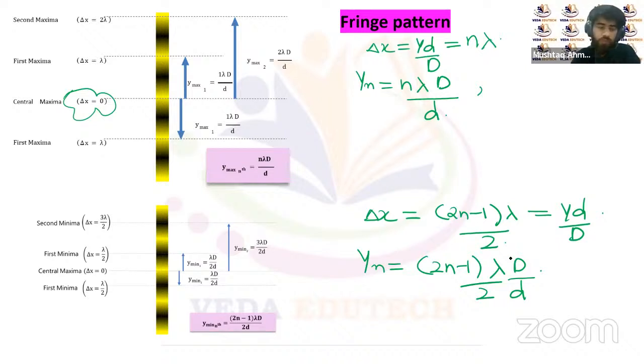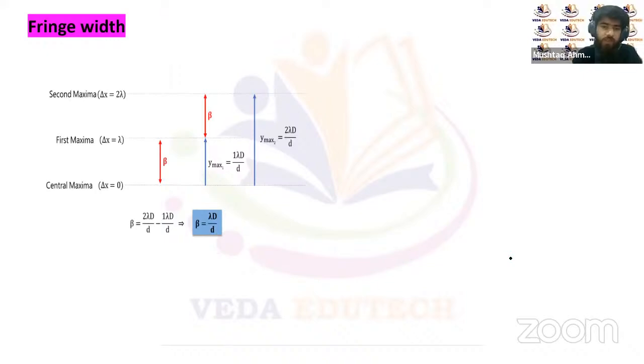Now the separation between these fringes, or we can say fringe width, is the separation between two consecutive fringes, right? That's what we call fringe width. So you can see here, for both minima as well as maxima, the fringe width will be the same.